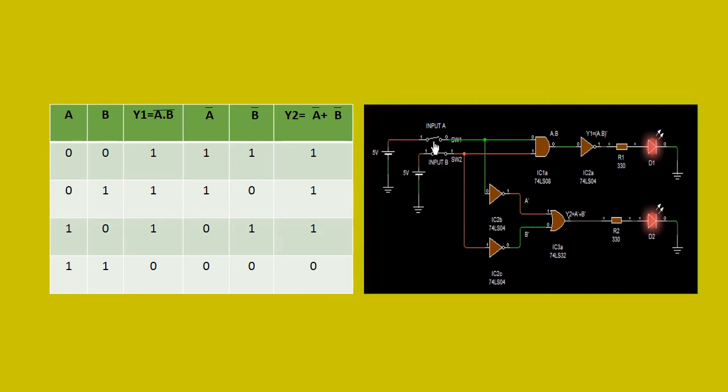Third condition, when A1 B0 means D1 diode is in glowing condition, D2 diode is also in glowing condition. That means Y1 is 1 and Y2 is also 1. This is the third condition. Fourth condition, when A1 B1. Y1 is now 0, so D1 is in off condition. Y2 is 0, so D2 is in off condition. So this is the circuit implementation, and from this circuit implementation we can easily verify the second law of De Morgan's theorem.